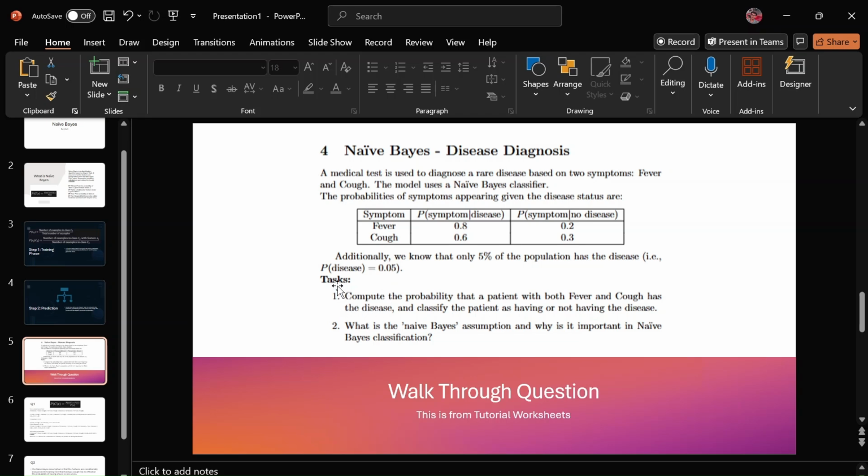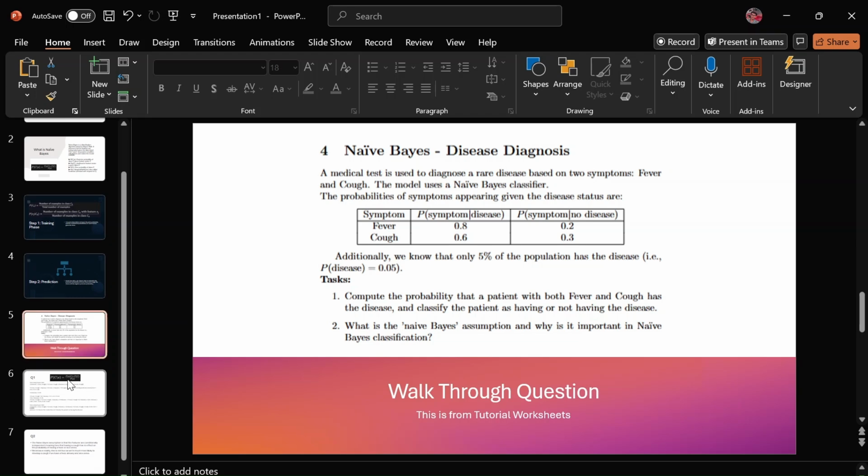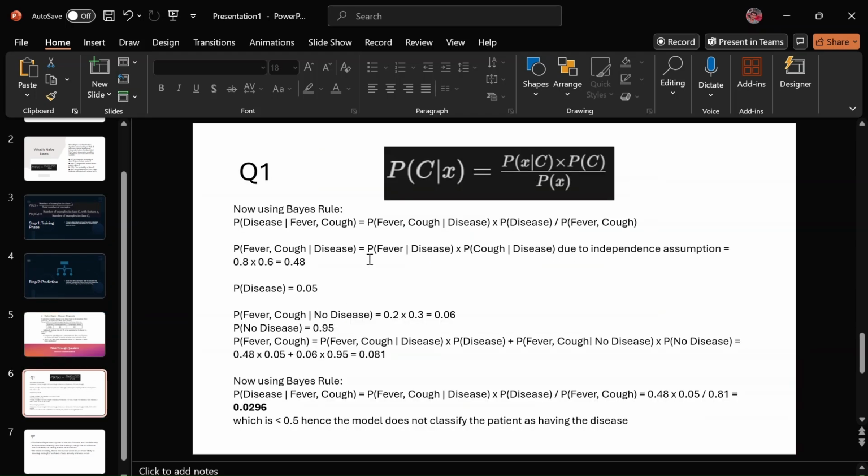So what do we have to do for this question? The tasks are, one, to compute the probability that a patient with both fever and cough has the disease, and to classify that patient as having or not having the disease. And then we also have to explain what the naive Bayes assumption is and why it's important. So that one's just going to be a word question. So let's look at the biggest part and probably the most important slide of the presentation, this worked example.